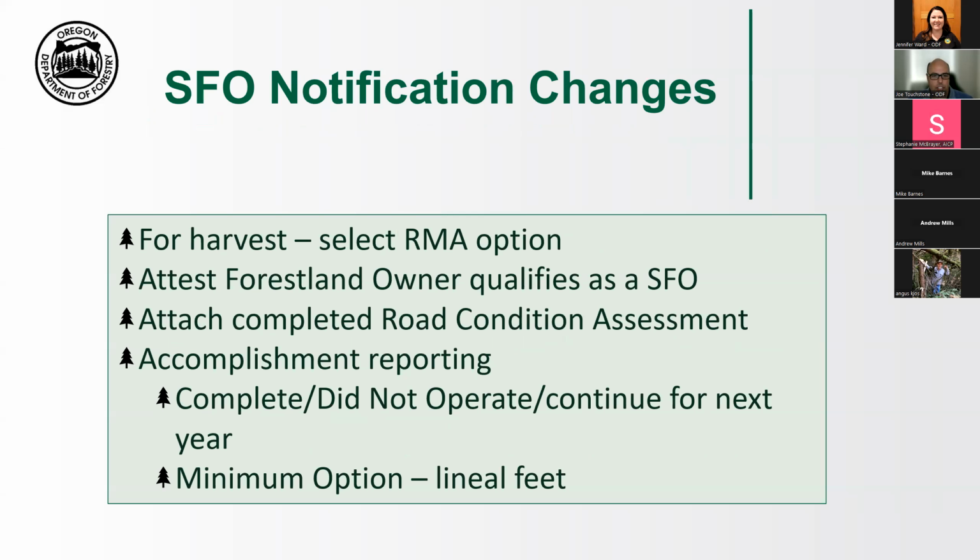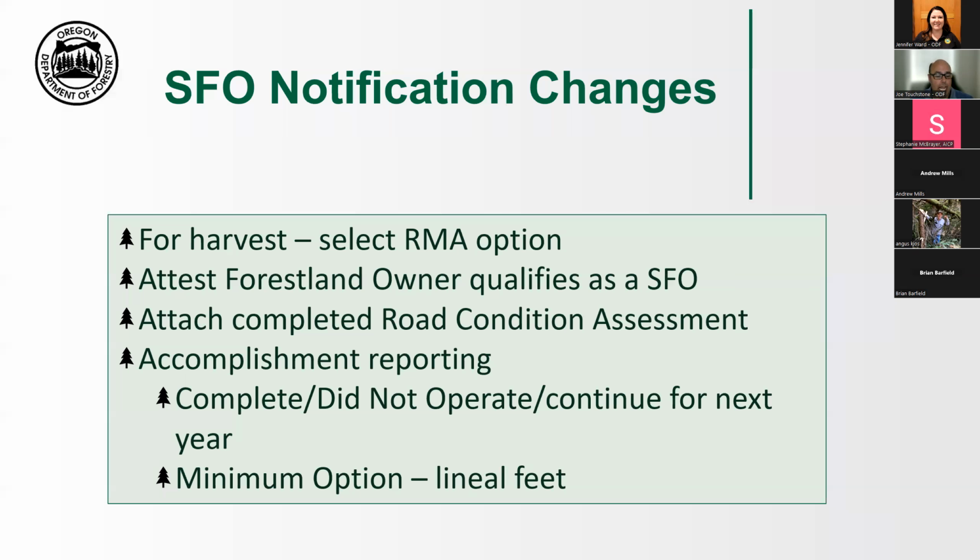The big changes are definitely around the small forest land owner notification process. So for a harvest, if you're a small forest land owner, you must select the riparian management area practice you're going to have. And I'll get into the details of what those are when I show the system. There's 5 choices and then some exceptions that are built in there for kind of outside cases that may still qualify for RMA choices. You must attest that the forest land owner qualifies as a small forest land owner. And I'll get into the details of what those qualifications are and how you attest to that. I'll show that in the system.